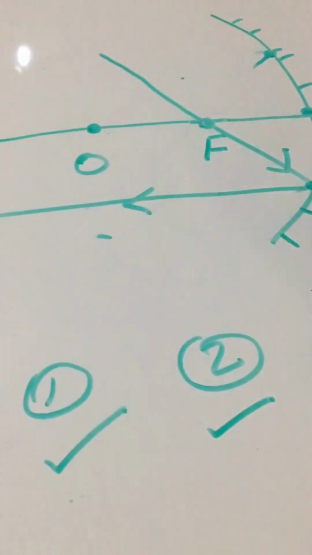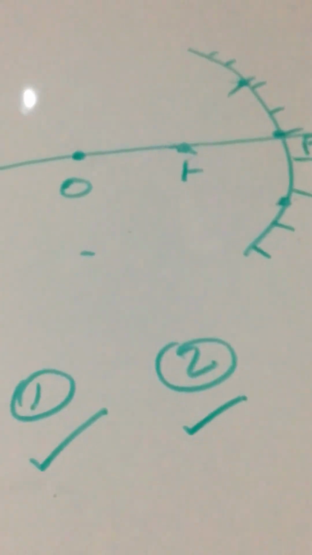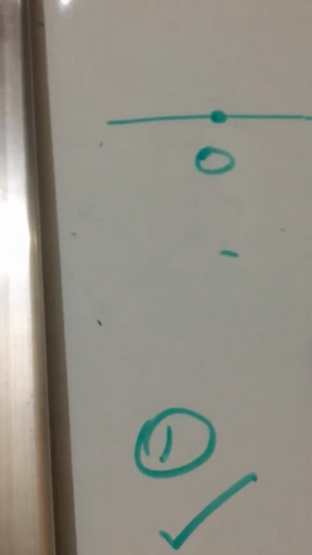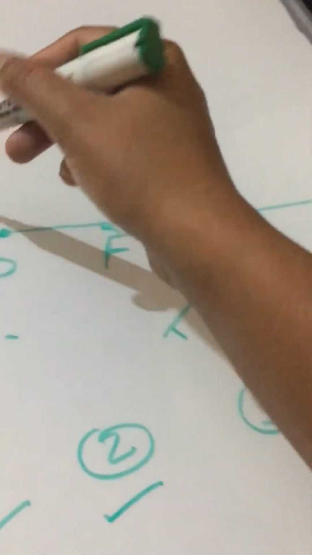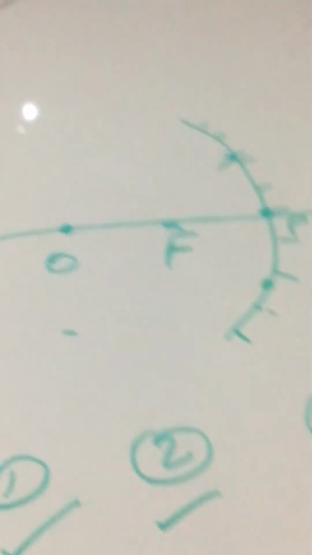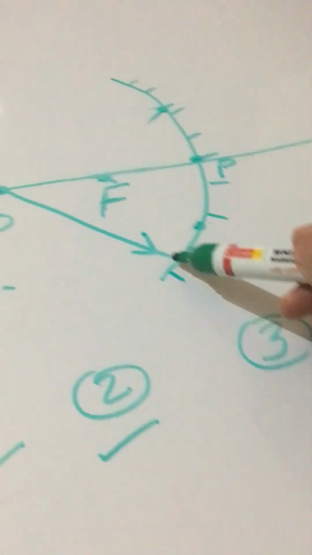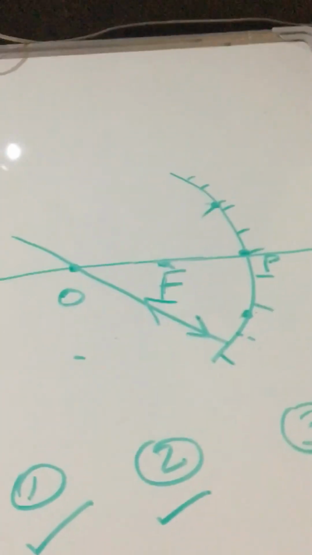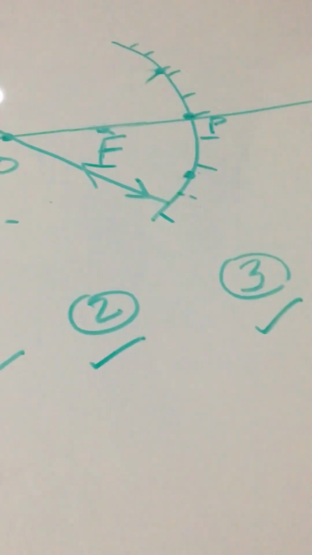Rule number 3 says that if the light is passing through the center of curvature, then strikes the mirror, it will simply bounce back. These 3 rules we have to keep in our mind. You can see the textbook to know about the rules in detail.